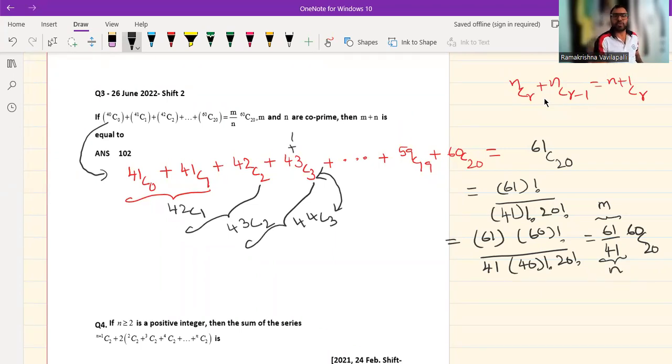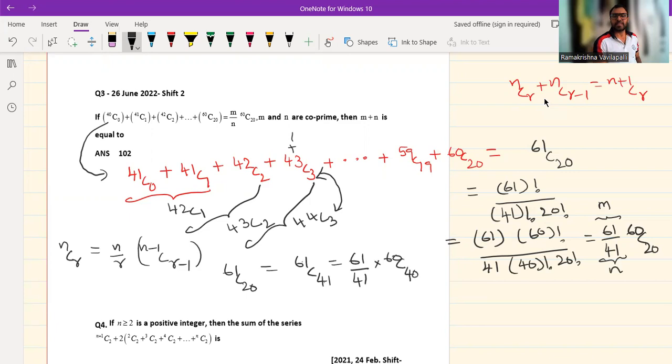Without expanding, we can do it this way. Here is the formula that nCr equal to n by r into (n minus 1)C(r minus 1). So here, rewriting the binomial coefficient 61C20 as 61C41, this gives 61 by 41. Subtract 1 from here, subtract 1 from here. This is 60C40. Again 60C40 can be written as 60C20. That's it.